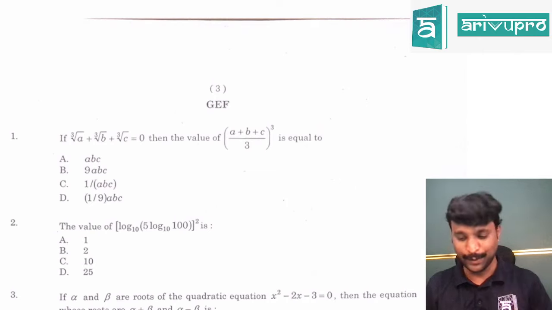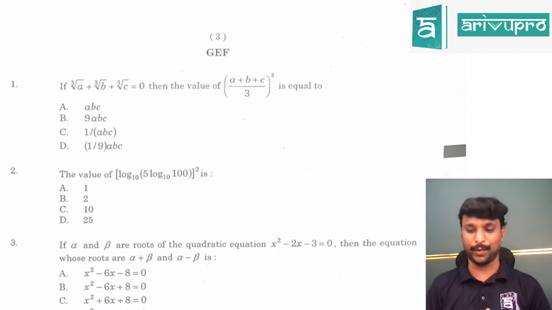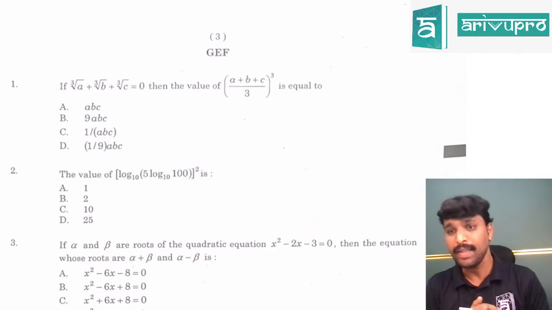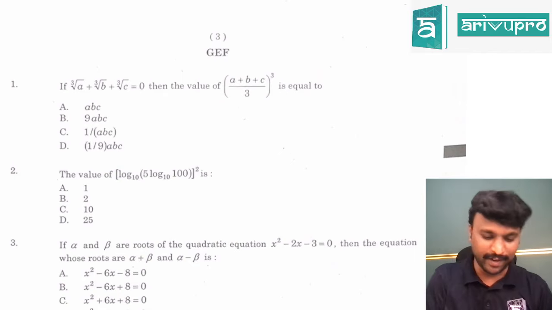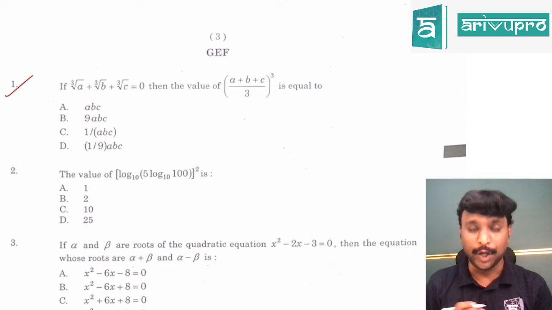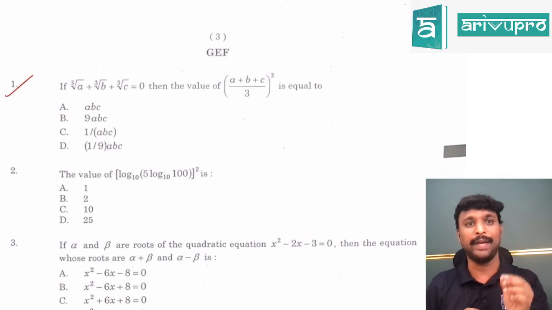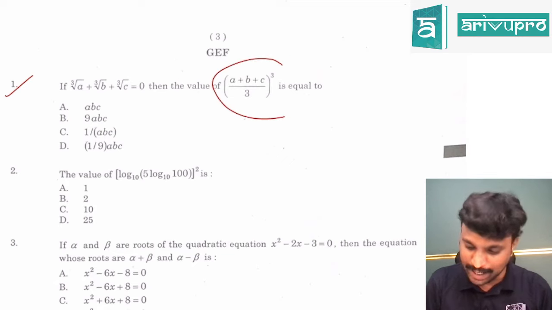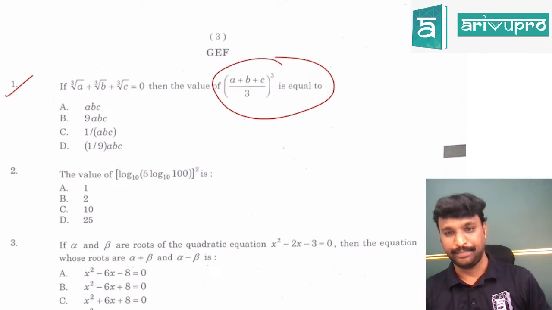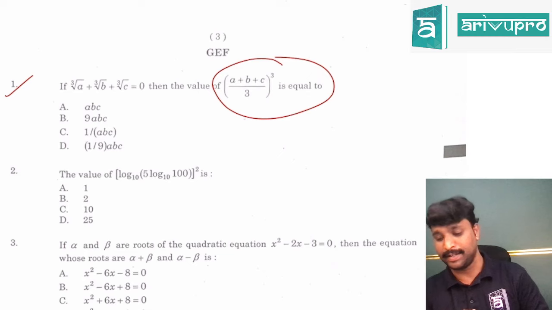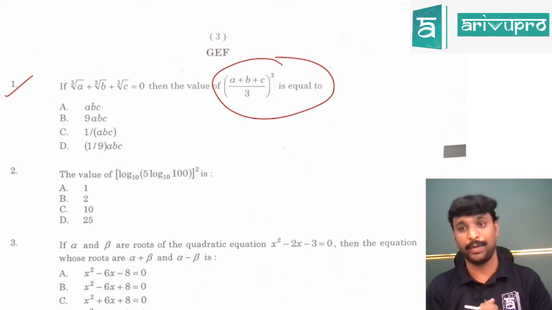All right, so guys, let's begin with the first question from the paper 2023 June. Look at the first question. The question says cube root of a plus cube root of b plus cube root of c equal to 0, then the value of a plus b plus c divided by 3, the whole cube, you need to find.